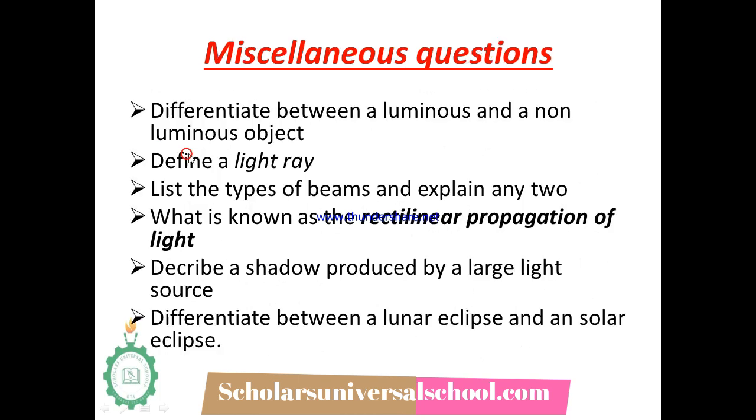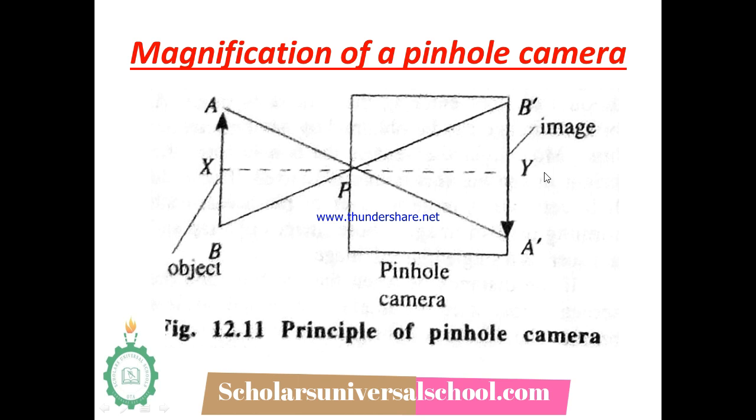Meaning the magnification of this object by the pinhole camera can be Y over X, size of image divided by size of object. That's the height. Or you can use the distance, which is PY, this is the point at the middle, PY over PX. Note, the magnification is either B prime A prime over AB or PY over PX. That is either height divided by height or distance divided by distance to give you the magnification.